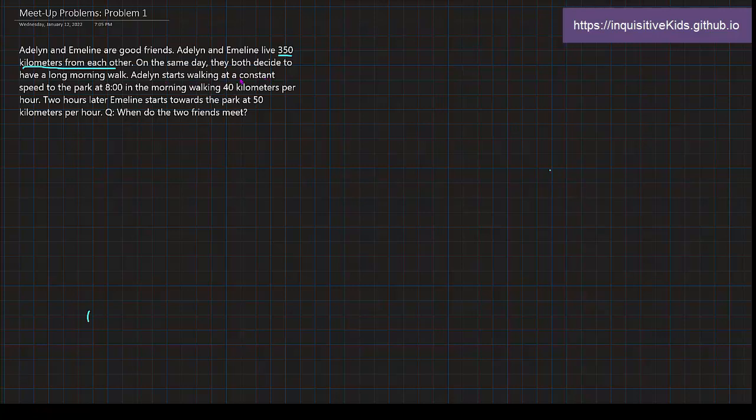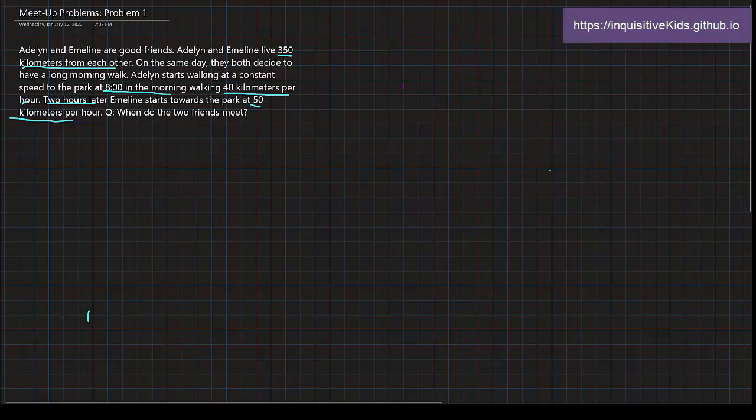Adelyn starts walking at a constant speed to the park at 8 o'clock in the morning and with a speed of 40 kilometers per hour. 2 hours later, Emeline starts towards the park at 50 kilometers per hour. Question: when do the two friends meet? So basically, this is asking for the time. And then we can add that to 8 o'clock in the morning, which is when Adelyn, the first person, starts to walk.